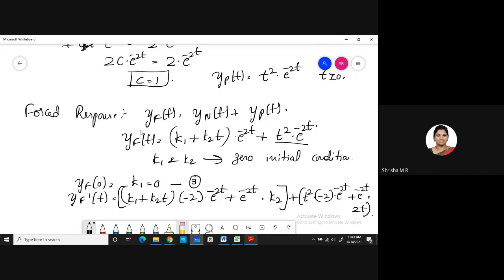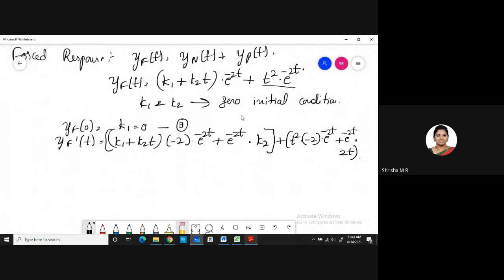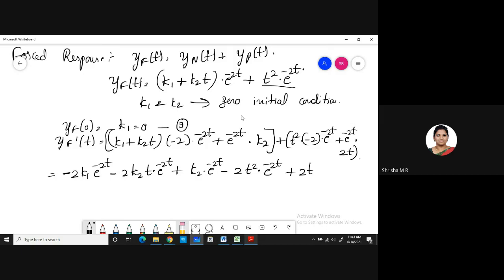Now you put t is equal to 0. Okay, try to get an equation first. So we'll try solving this. Minus 2 k1 into e power minus 2t, minus 2 k2 t into e power minus 2t, plus k2 into e power minus 2t, minus 2t square into e power minus 2t, plus 2t into e power minus 2t. Got it, everyone? That is yf dash of t.